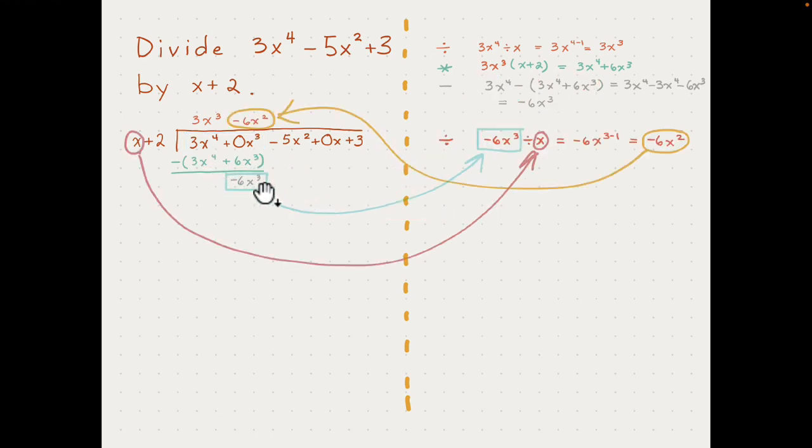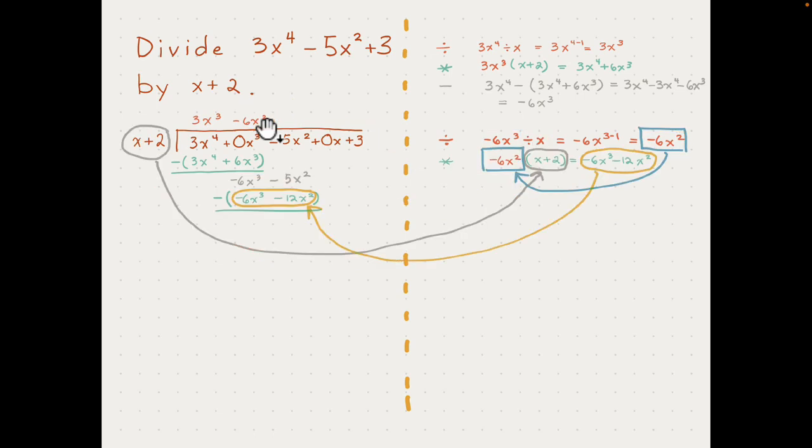So the first term here, negative 6x cubed, gets divided by the first term here, which is x. So I have that written here. So I end up with negative 6x squared. Put the negative 6x squared up here.